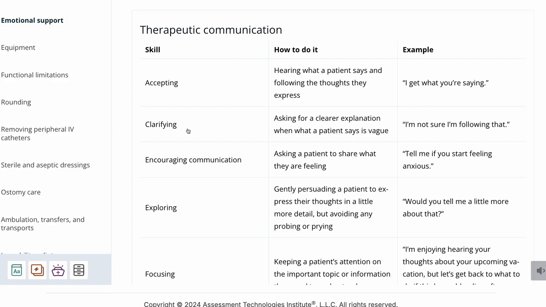Sometimes if you don't understand and you need to clarify, then you can ask them a question or say, I'm not sure that I'm following that. Can you explain for me in another way?